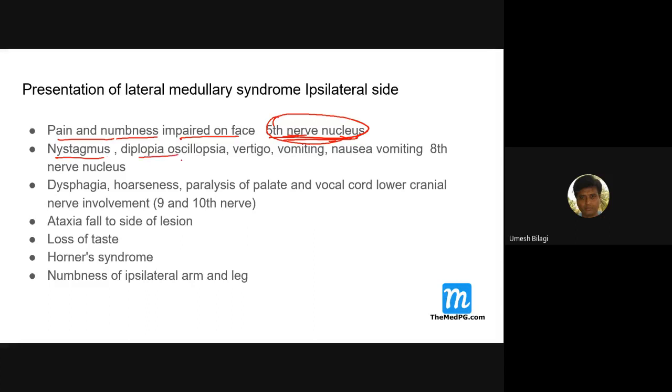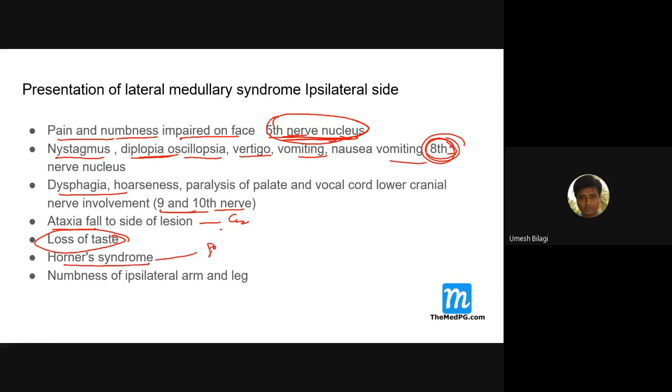Nystagmus, diplopia, oscillopsia, vertigo, vomiting, all these things are manifestations of what? The eighth nerve. The eighth nerve would cause all these features. Dysphagia is by the 9th and 10th. Ataxia could be from the eighth nerve or cerebellar; both of them can cause ataxia. Loss of taste is again the same thing, the 9th and 10th.